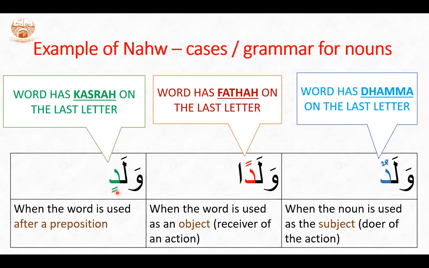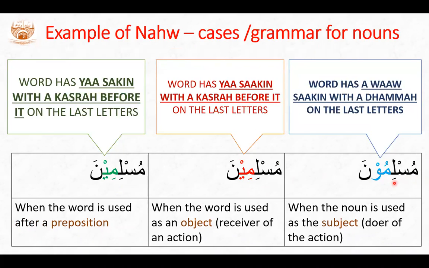Here we are saying waladin, and waladin ends with kasra. Why does it take kasra? Because we assume that it comes after a preposition. So these are examples of grammar. We understand the reason for changes which take place in the last letter, as we see here, dun, dan, din, or last letters that we see here. Una becomes ina. So it's a different noun altogether, a different structure, different type of noun.